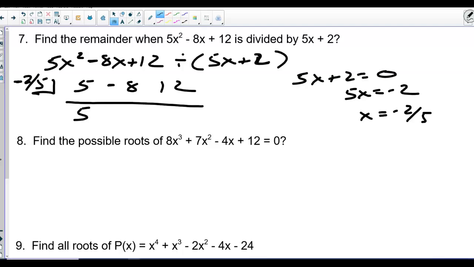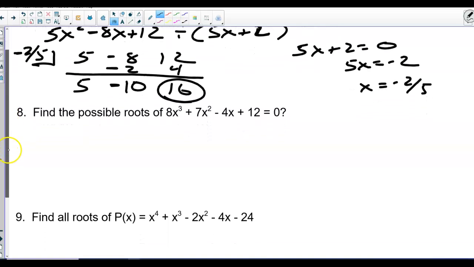Negative 2/5 times 5 is negative 2. Negative 8 and negative 2 is negative 10. Negative 2/5 times a negative 10 is 4. So the remainder is 16. And that's your answer. You can get your remainder by the last thing in synthetic division.